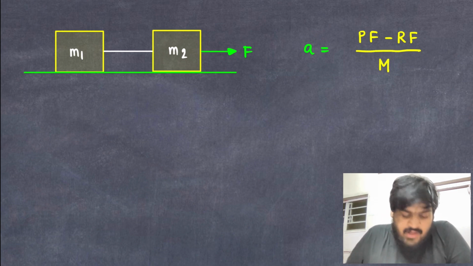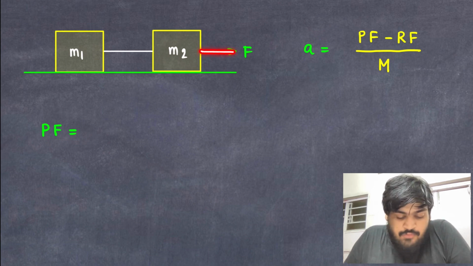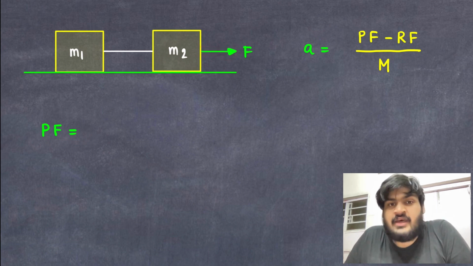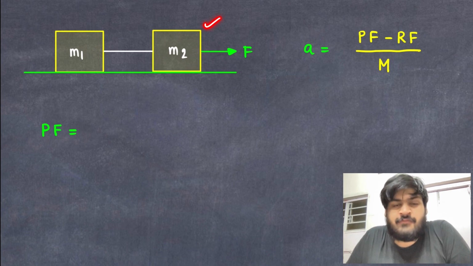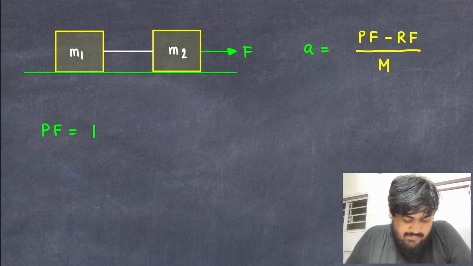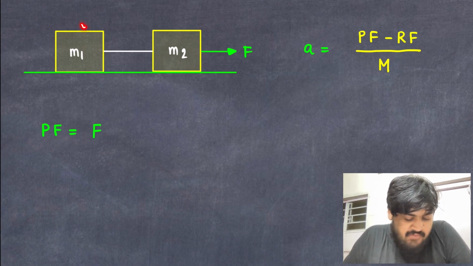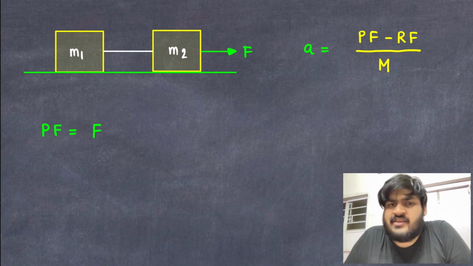Now the net pulling force: this block of mass m2 is pulled forward with a force of capital F. So we are pulling this mass forward with a force of capital F. So here, the net pulling force will be how much? Capital F. Right, now the question arises: does m1 or m2 provide any pulling or resisting force? Will they provide any pulling or resisting force? This is the main question now.